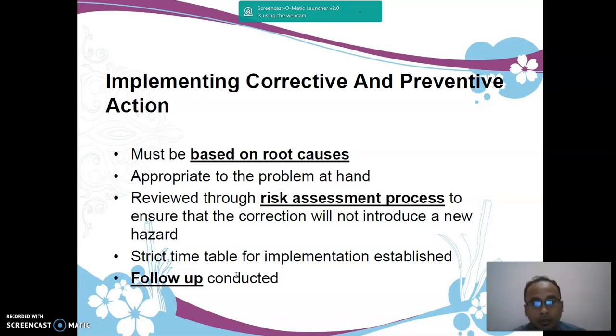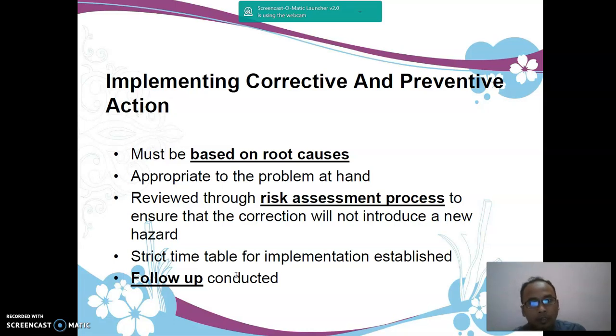So you have to go to the hierarchy of control. What is the hierarchy of control? The first one is elimination, and then substitution, and then you have management control, and after that we have engineering control, and after that we have personal protective equipment.